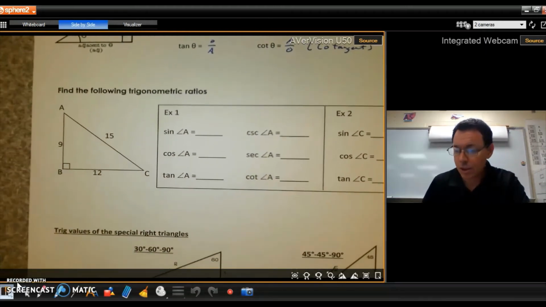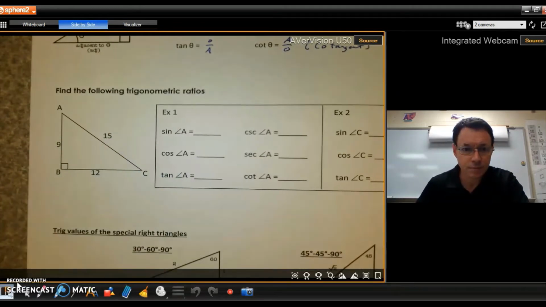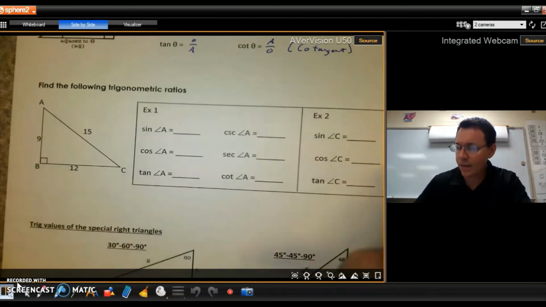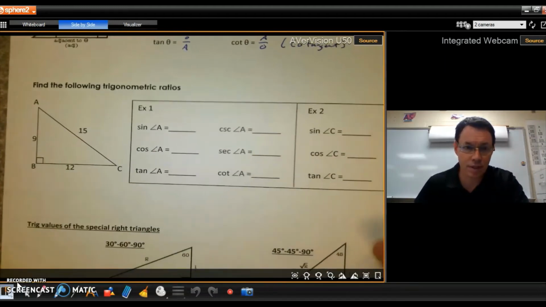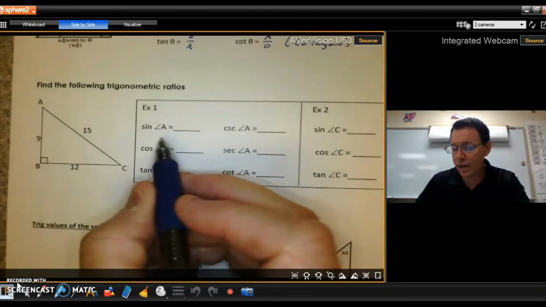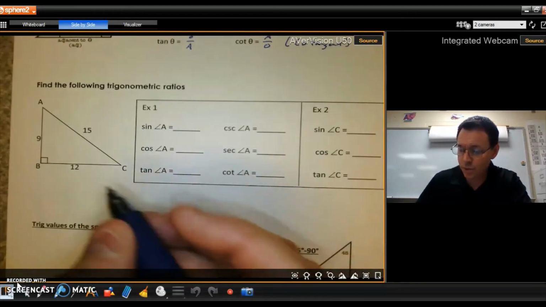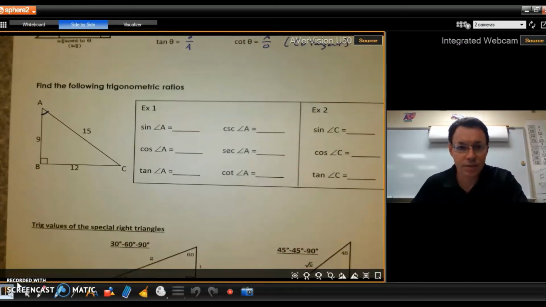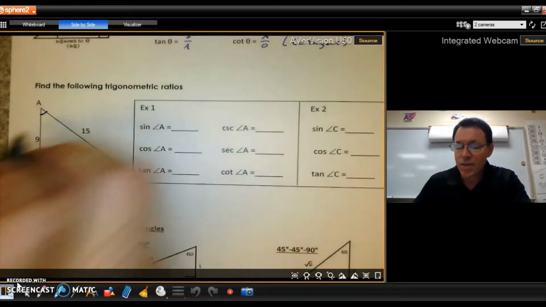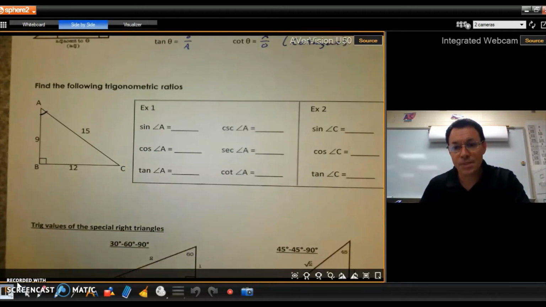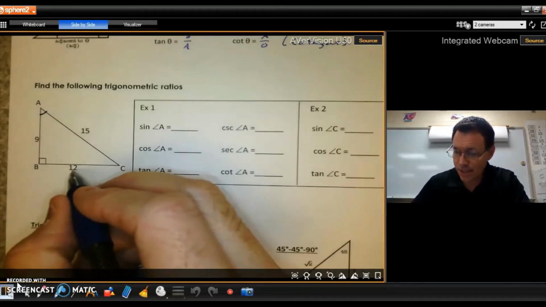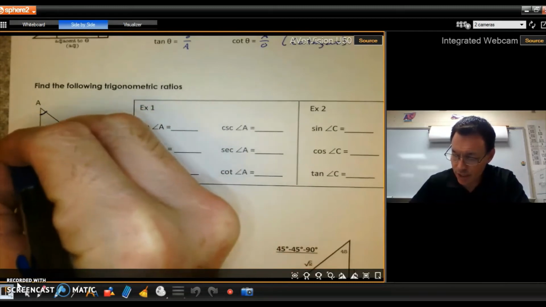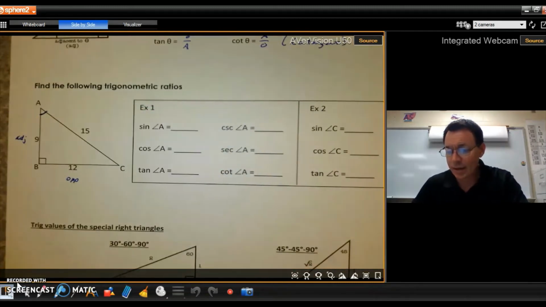Okay? So, for example, I've got an example down here. I've got a triangle with sides 9, 12, and 15. And I want to find the 6 trig functions of angle A, and then the 6 trig functions of angle C. So first, look at A. Whenever you look at a problem, the first thing you want to do is focus on the angle that I'm giving you. Okay, so angle A. Because that's what's going to determine what's your opposite and what's your adjacent side. So this is the side that is opposite angle A. This is the side that's adjacent to angle A. And now I can write all my functions.